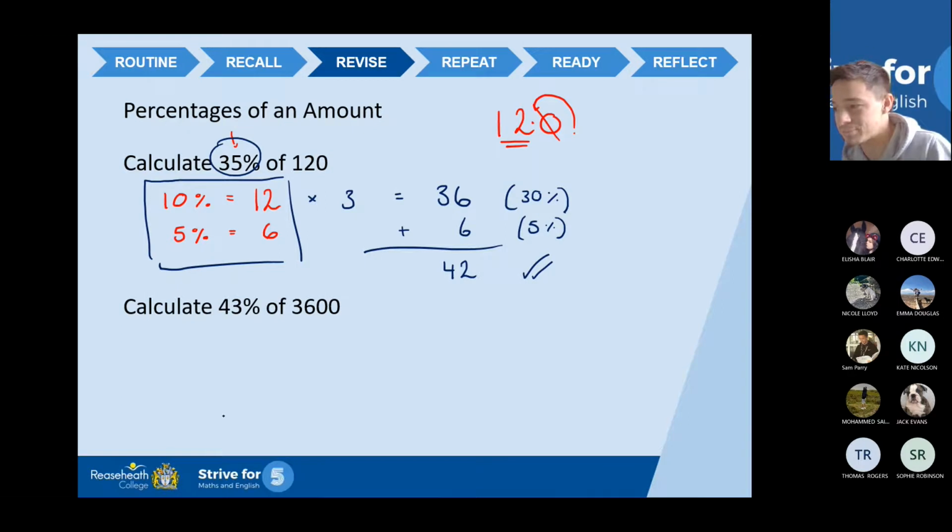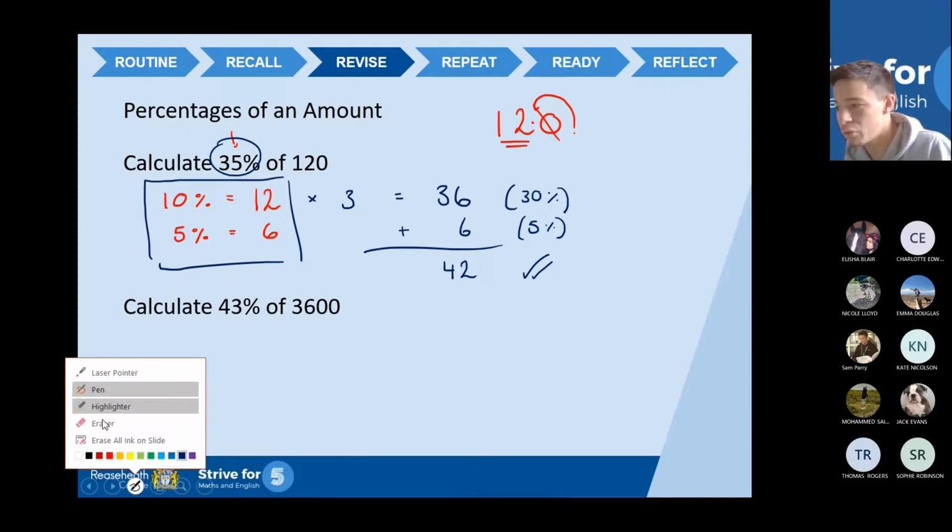And then 43%, let's get stuck into this. So 43%.